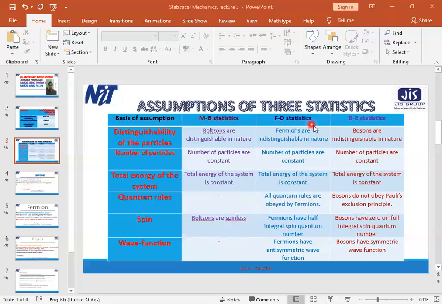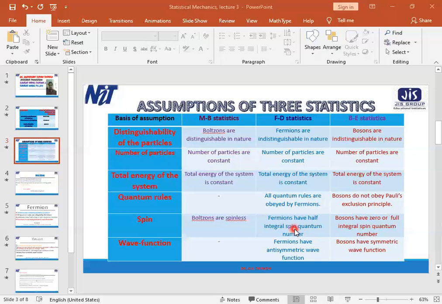But Fermi and Dirac have assumed that fermions have half integral spin quantum number. Half integral spin quantum number means the spin quantum number will be n plus minus half h cross. So if you put n equal to 0, what will be the spin quantum number? Plus half h cross and minus half h cross. H cross is Dirac's constant or reduced Planck's constant, because h cross is equal to h by 2 pi. Planck's constant is reduced by a factor 2 pi.